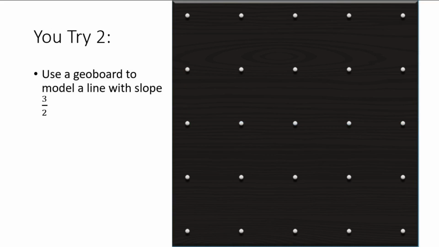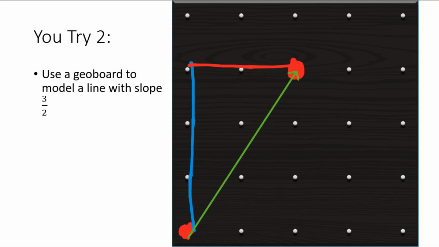Okay, here's one for you to try. Go ahead and pause the video and try it on your own. Okay, so I'm going to start right here in the upper left corner. Actually, I'm going to start here in the bottom corner. So I want to figure out my rise. I want to go up 3. 1, 2, 3, because remember it's rise over run. And then I want to run 2. 1, 2. I'll get my second point. Then I'll draw my line between them. There we go. We just modeled it on our geoboards.